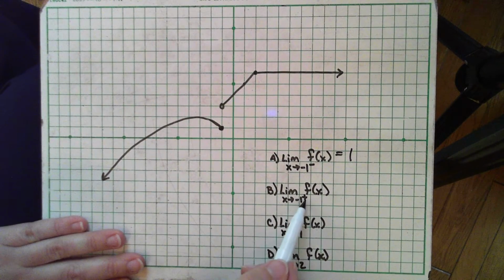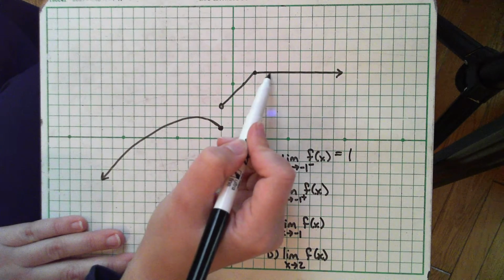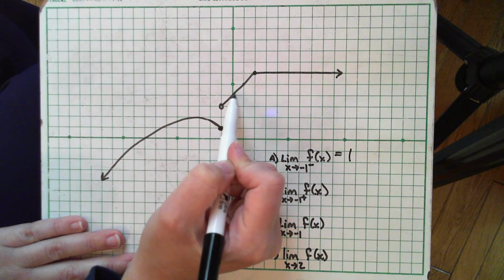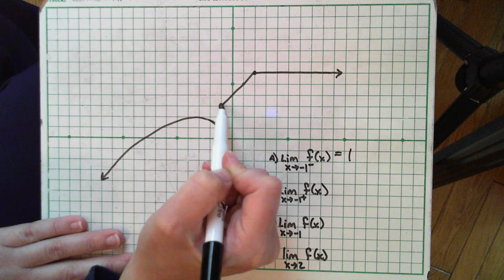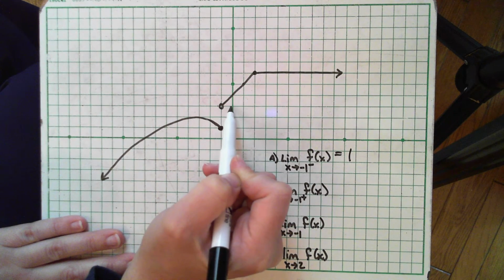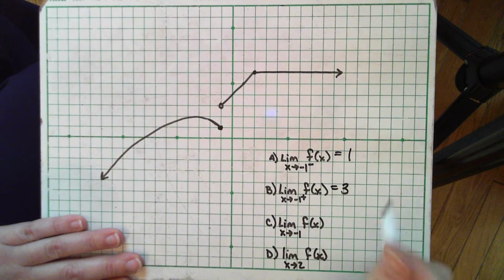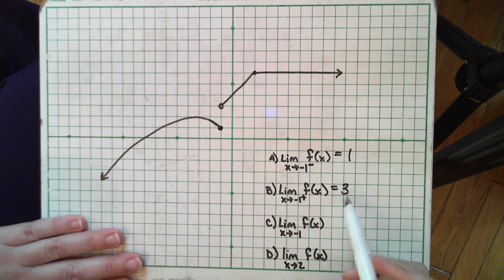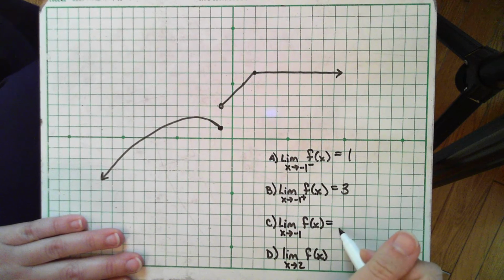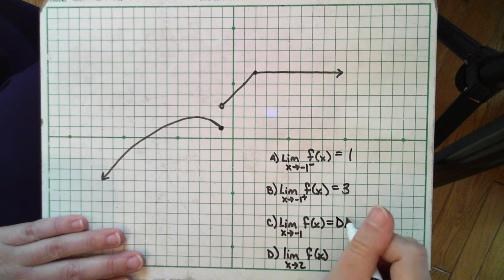Now, for the right-hand limit, as we approach -1, I'm going to trace the right-hand side and I'm say, okay, what am I approaching? What y value am I getting to right here at -1 from the right side? And that is +3. Now again, if these two match, then that would be my number right here. But they don't match, so it does not exist.